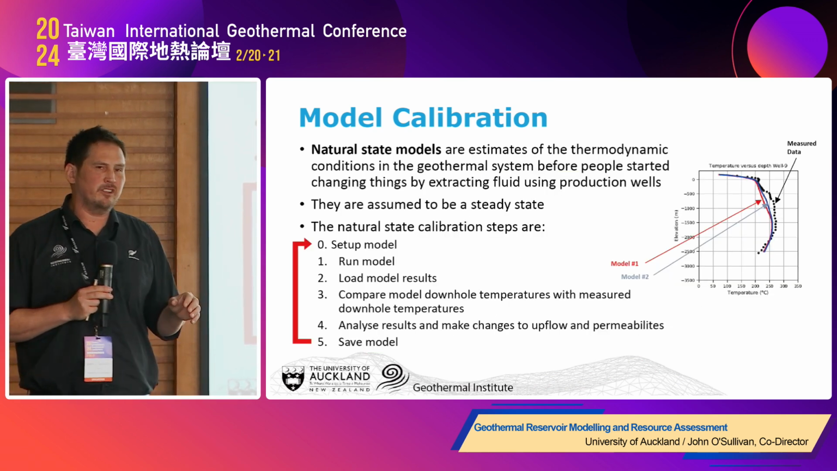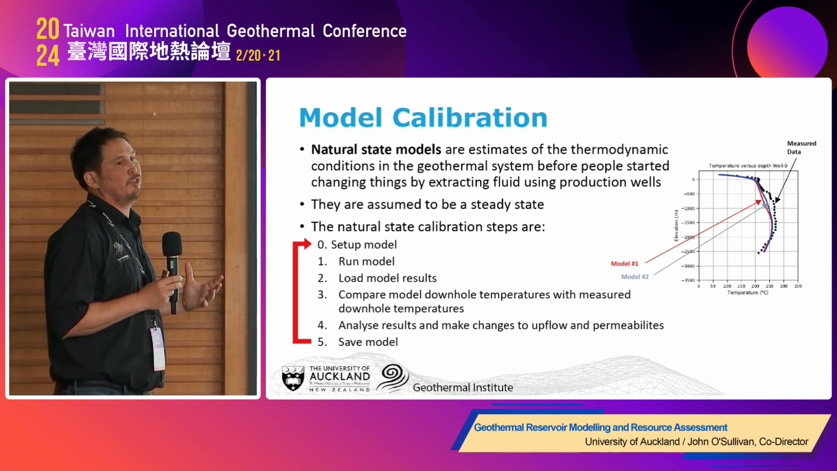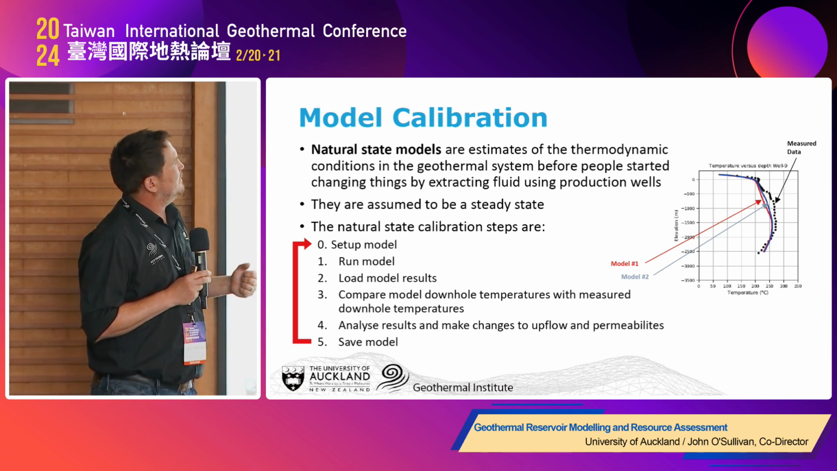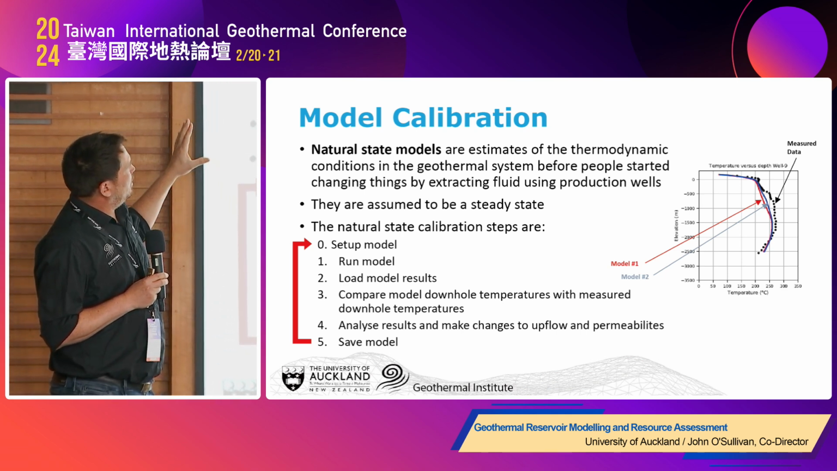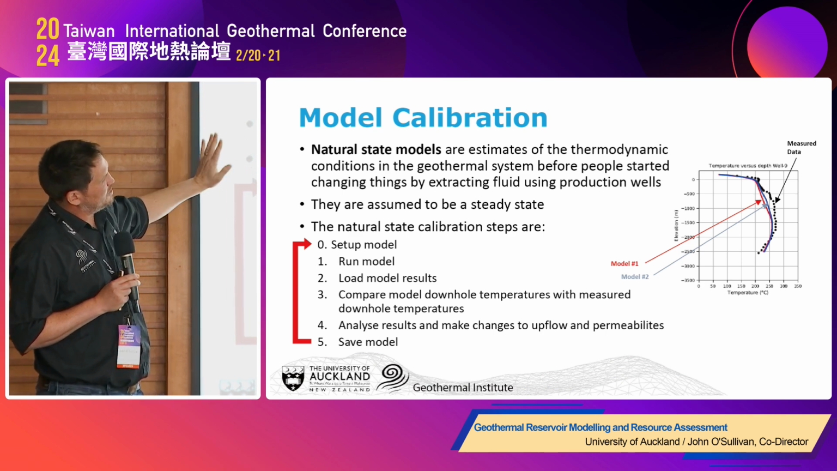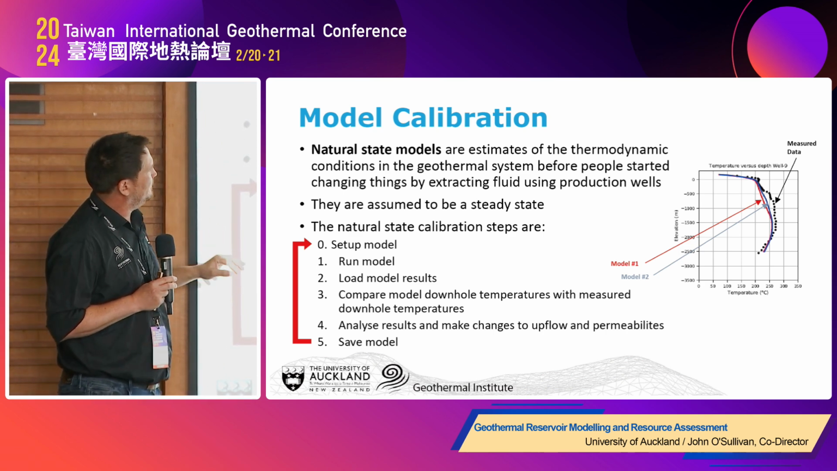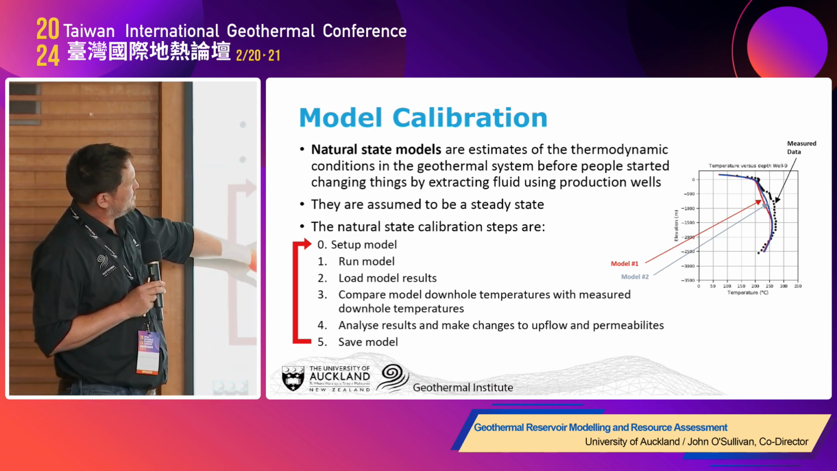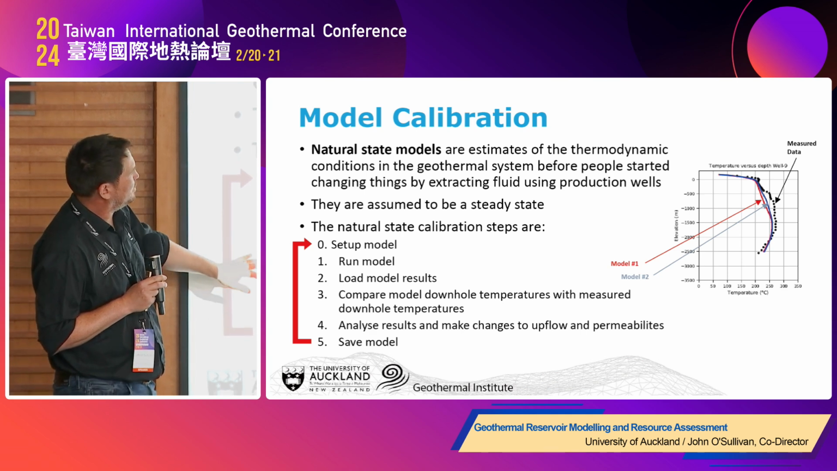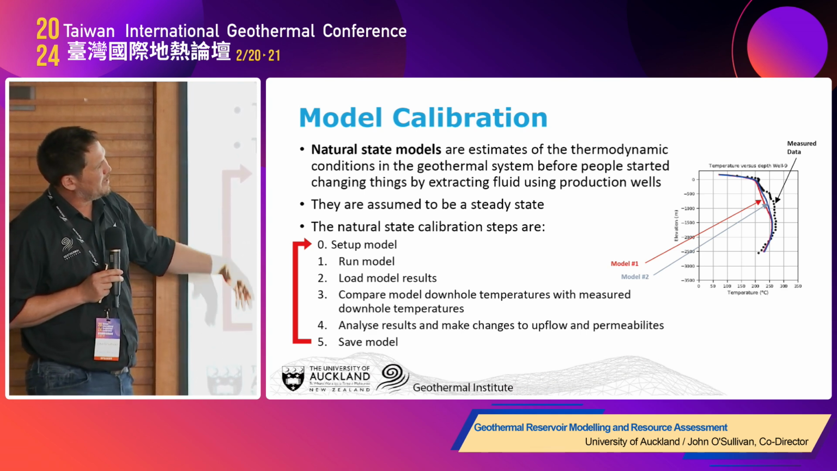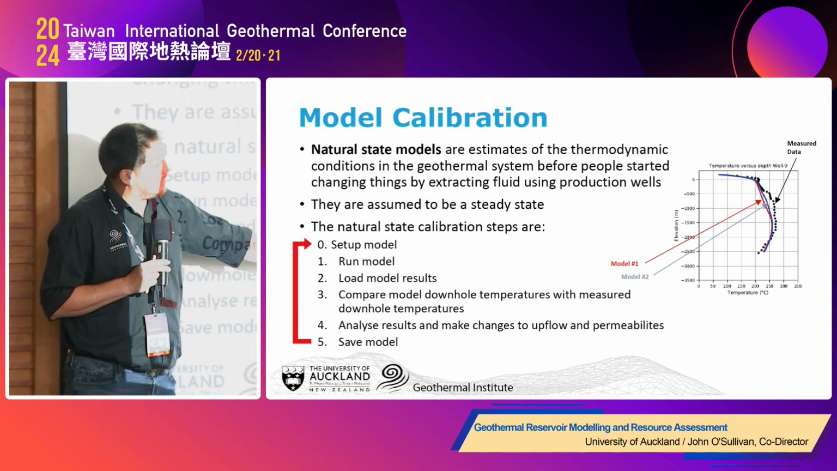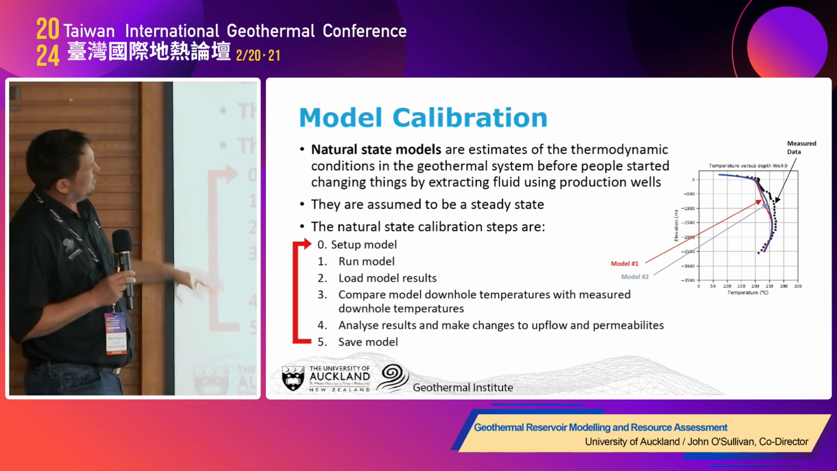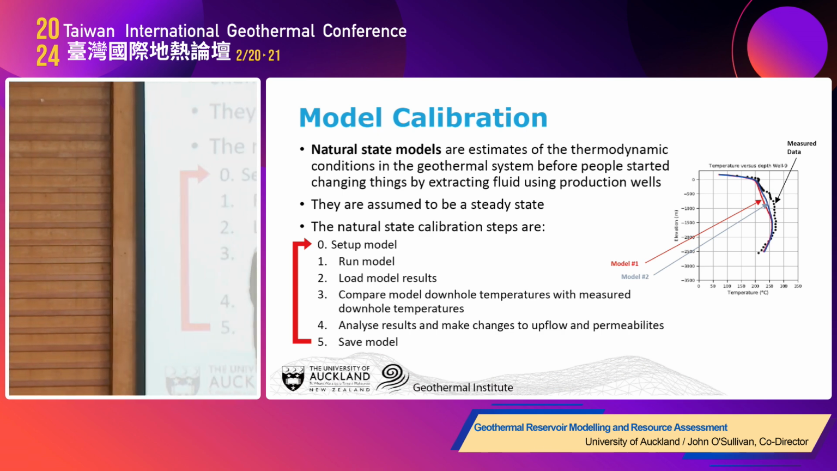So, as I said, with the natural state model, we're trying to estimate the thermodynamic conditions before there's been any changes from production. And so we assume they're steady states, which is an approximation, but it's not an unreasonable one. And you do this kind of process. So we set up our model, we run it, we load the model results, we compare them with the measured results and look at the difference. We analyze the results, we make changes to maybe the location and strength of the deep upflow and the permeability distribution. We save our model and we run it again. And this is the kind of thing you see.